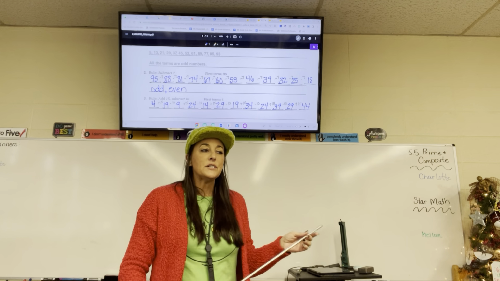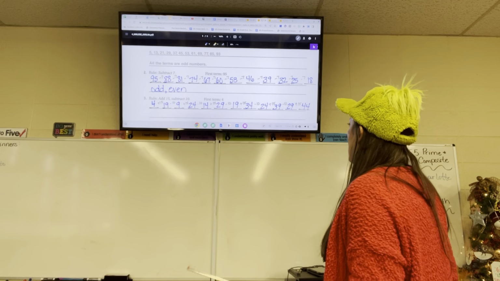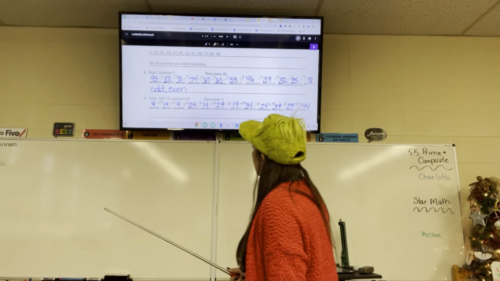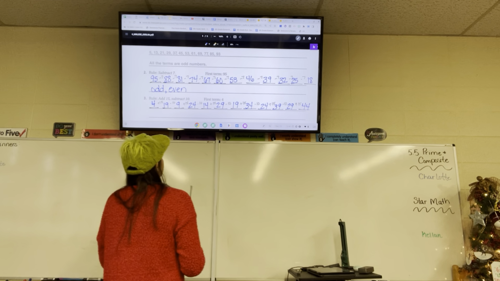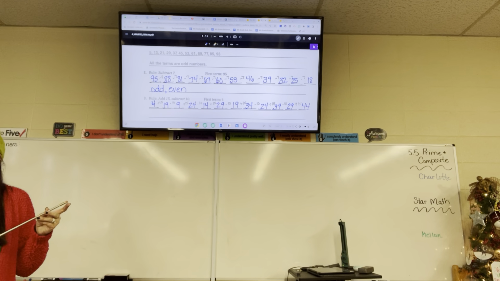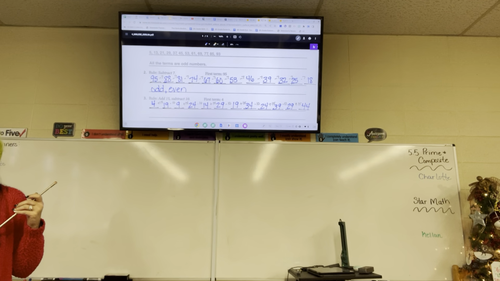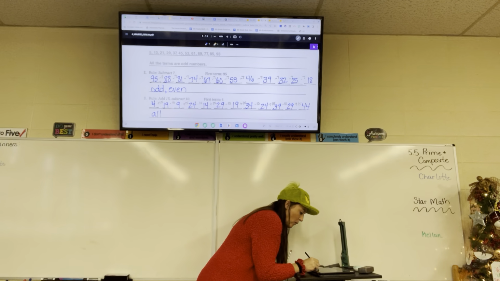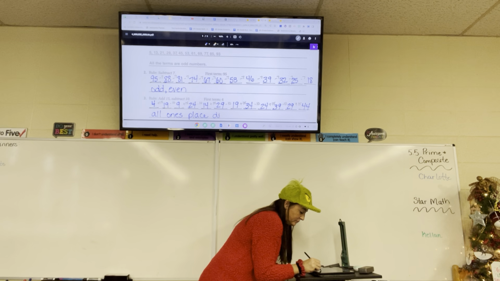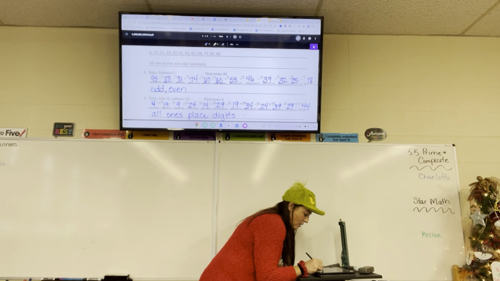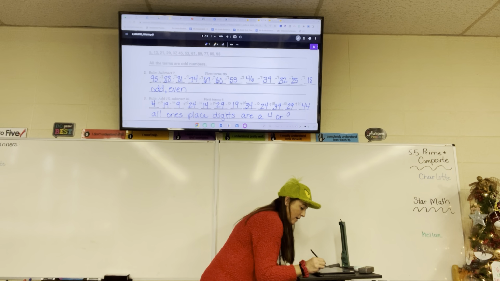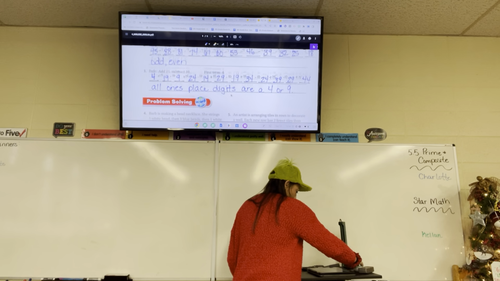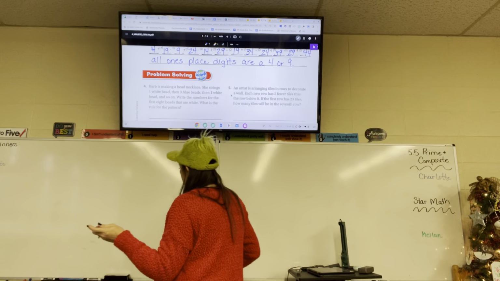Plus 15, 24. Okay. What do you notice about the ones place digit in all of these numbers? All ones place digits are a 4 or 9.